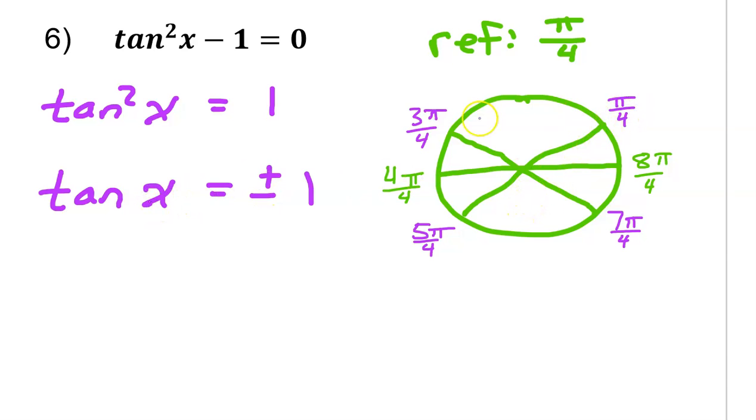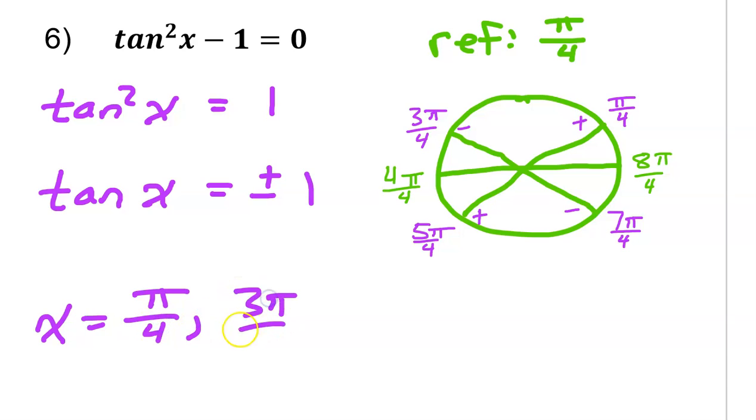The tangent of any of these will give us some kind of 1. It's just that we will get a positive 1 in the first quadrant and in the third quadrant, and we will get a negative 1 in the fourth quadrant and in the second quadrant. Since we want plus or minus 1, we want all 4 of these solutions. So x equals all of the pi over 4s. So pi over 4, 3 pi over 4, 5 pi over 4, and 7 pi over 4.